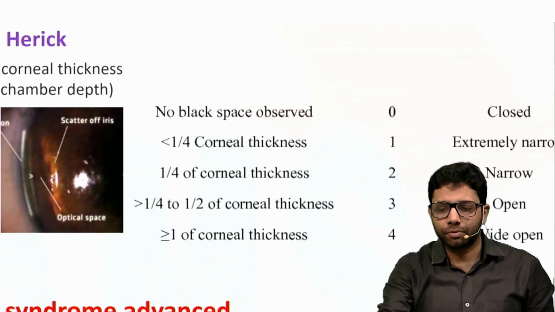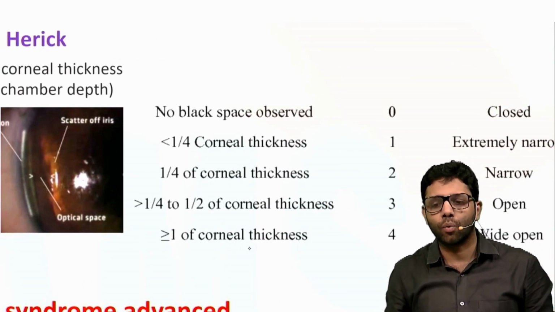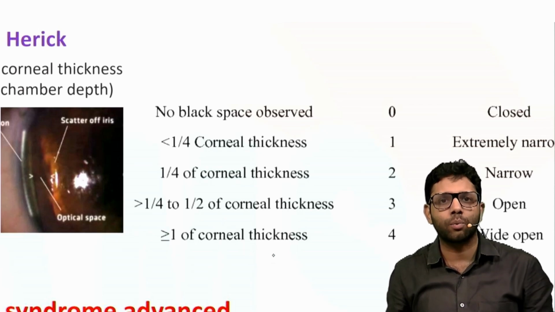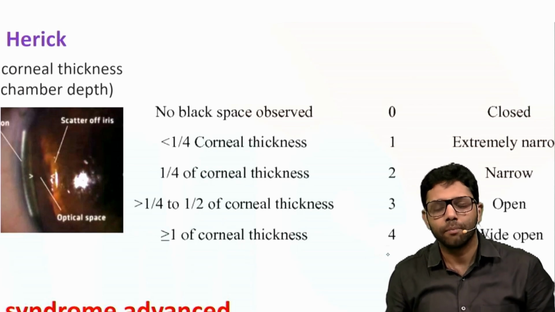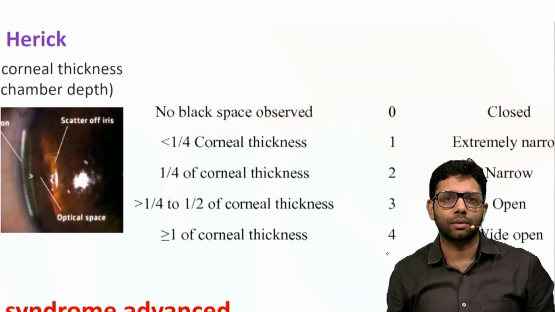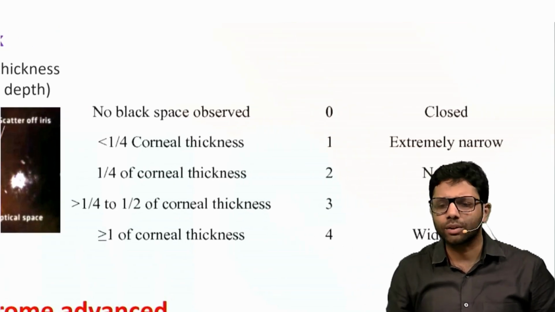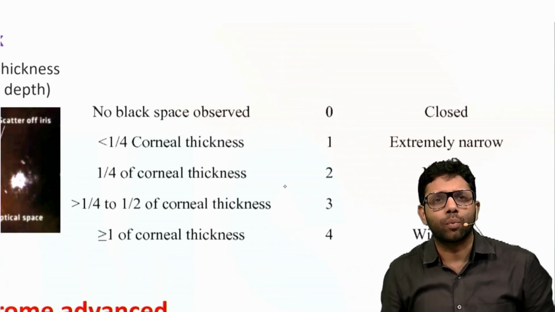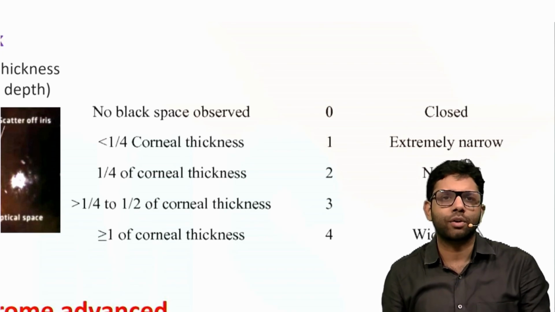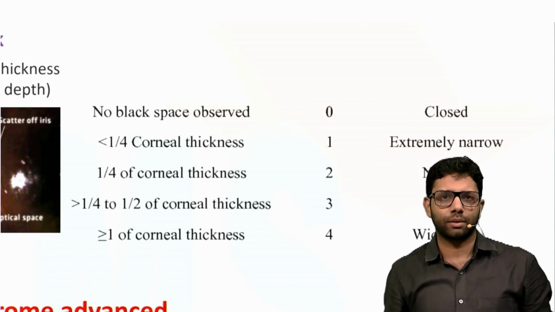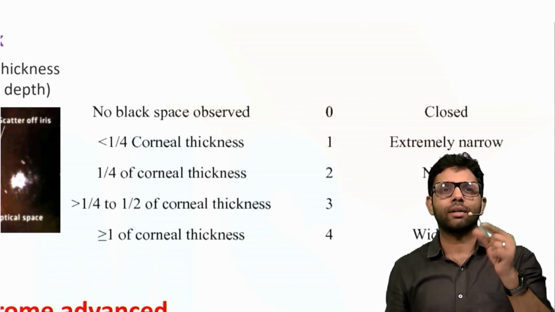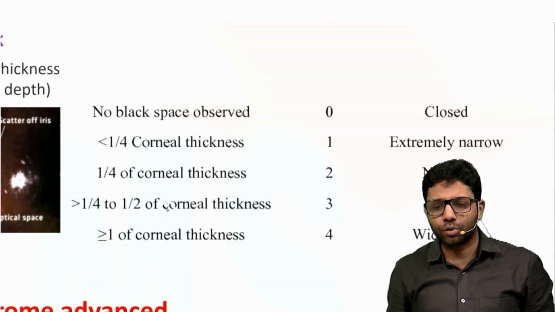Now, if the anterior chamber depth is more than one corneal thickness, it means the anterior chamber is deep and the angle is open. Now, this cannot be asked like this as grading, but Van Herick's method is for determination of the anterior chamber depth. That question, a one-liner, can be asked. 1/4 to half of the thickness, that is third grade.